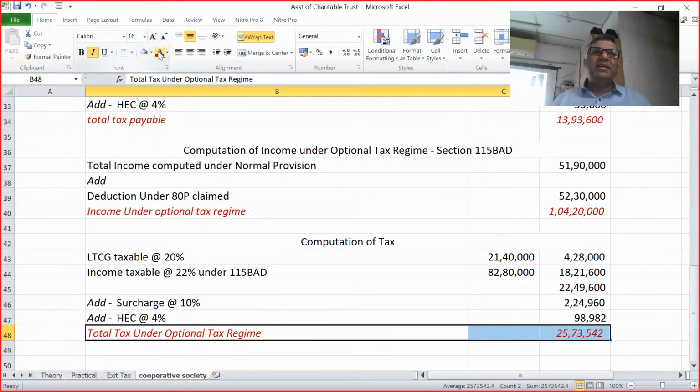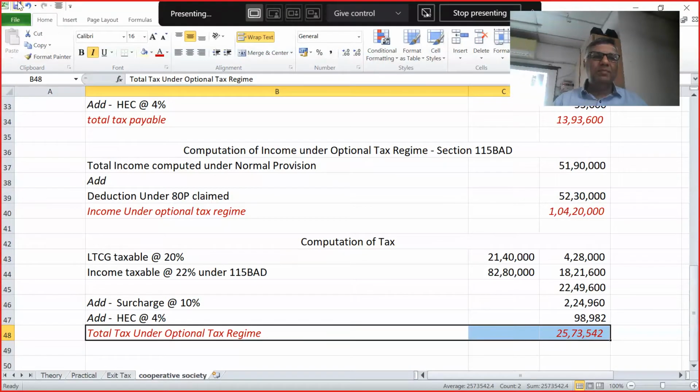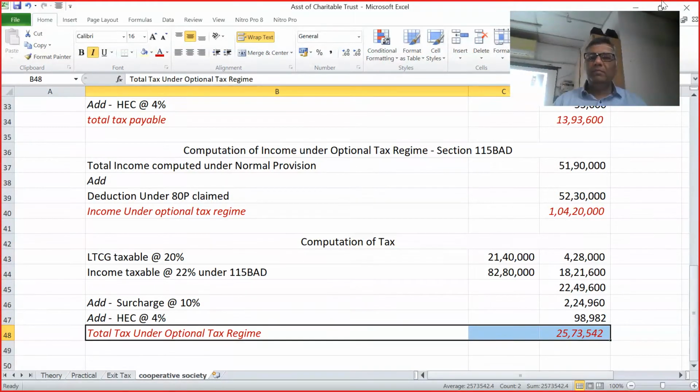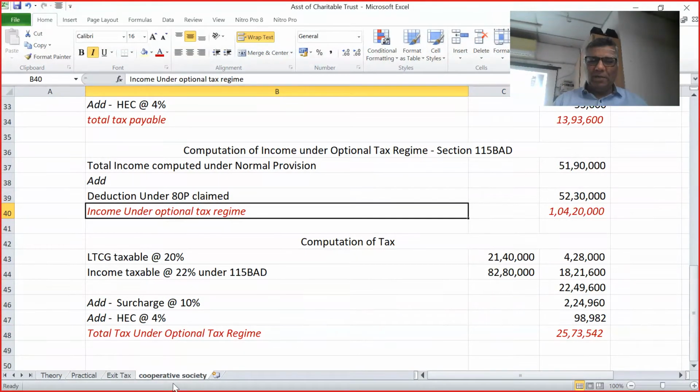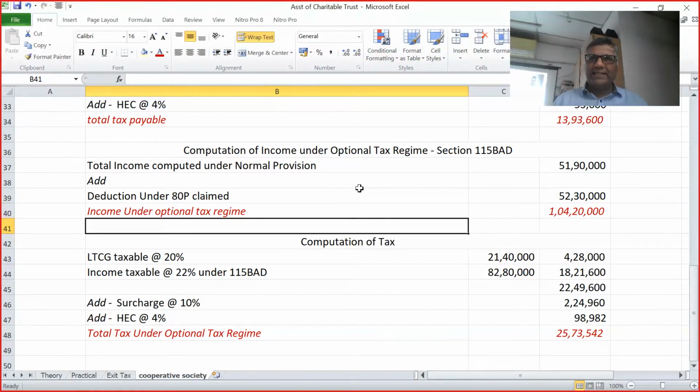Normal provision applies if the income exceeds 1 crore. 12%. It is coming under that other categories. So the cooperative society will be along with the charitable trust in your Excel sheets.